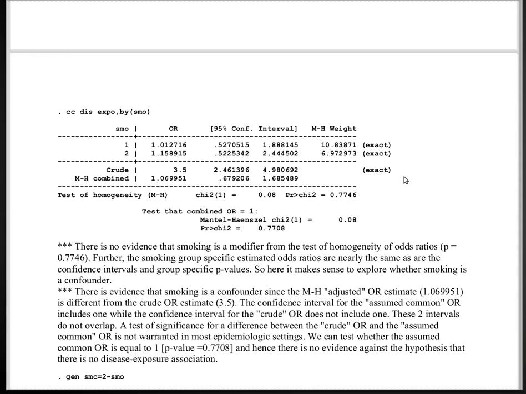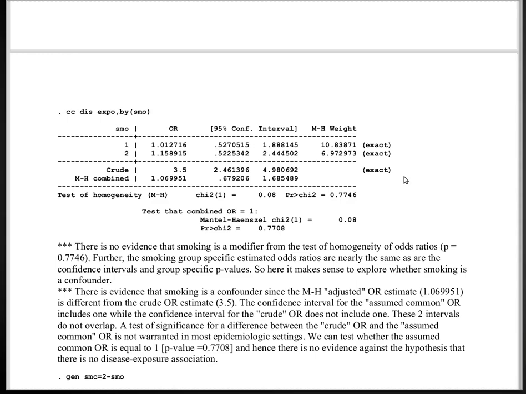Yep. Okay. We also get a test of significance for the assumed common odds ratio, and we see then that in this investigation there is no evidence of a disease exposure relationship. Okay.